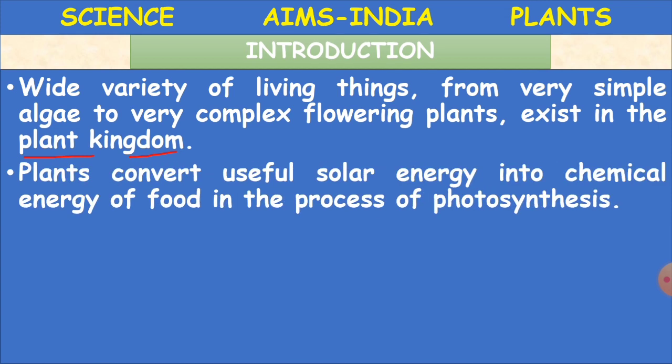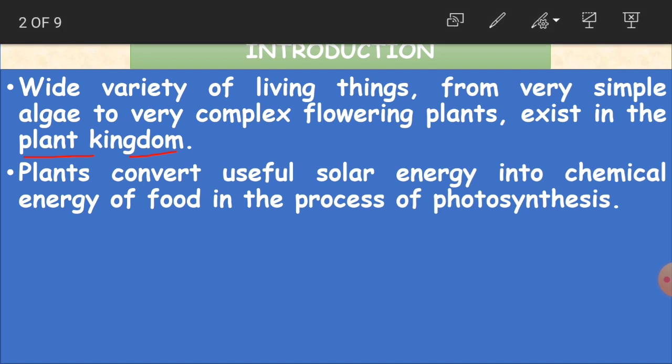And plants convert useful solar energy into chemical energy of food in the process of photosynthesis. Yes, children, you might have known that plants make food for themselves. They make their own food. And what do we call that process? We call it photosynthesis. The food making process of plants is called photosynthesis. And what we are telling here is plants convert useful solar energy. So how are plants getting their food through photosynthesis?